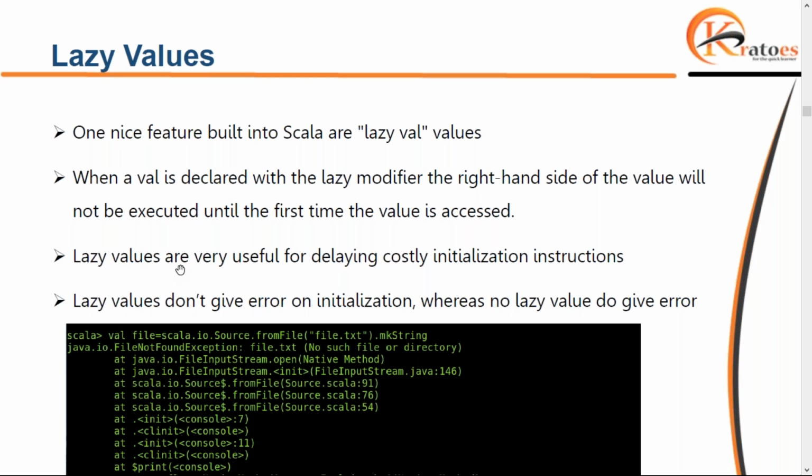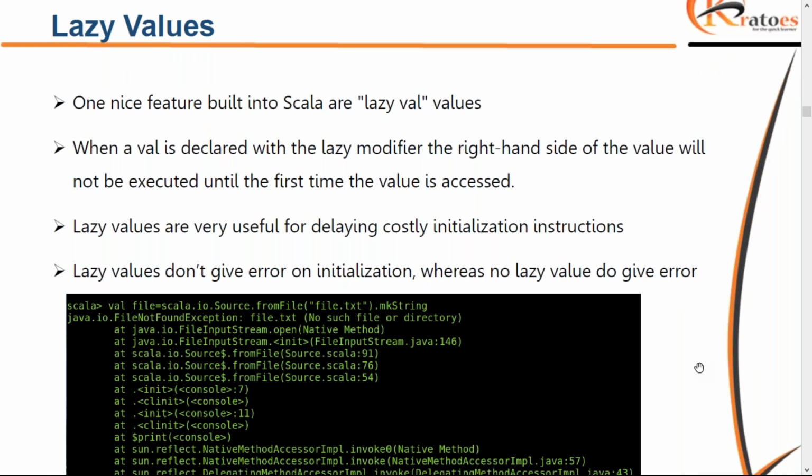Lazy values are very useful for delaying costly initialization instructions. Same thing I gave you as an example: if you have two huge tables of data and you want to do it using non-lazy, then it will be heavy. Lazy values don't give an error on initialization, whereas non-lazy values give an error.